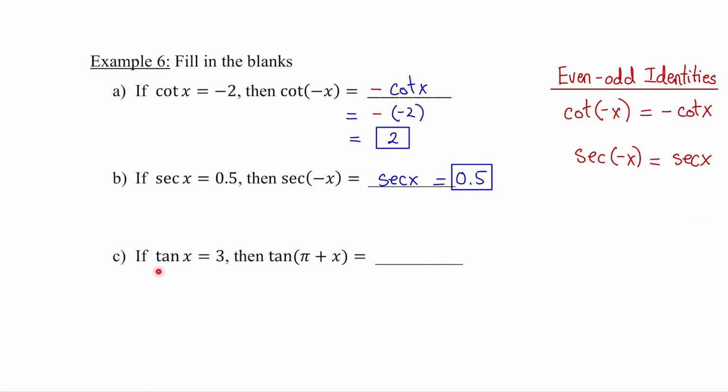C. If tangent of x equals 3, then tangent of pi plus x equals what? In this example, I'm not using even odd identities. I'm using the facts that I learned from chapter 5 and 6, that tangent has the period of pi. That means tangent will repeat itself after every pi. So tangent of pi plus x is actually equal to tangent of x, which is equal to 3.